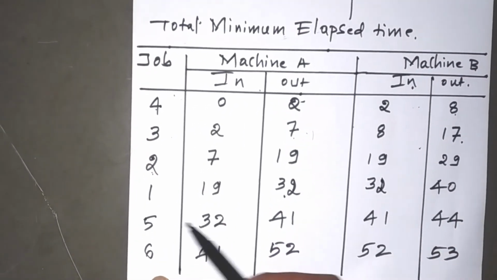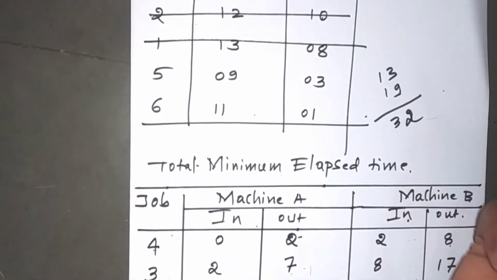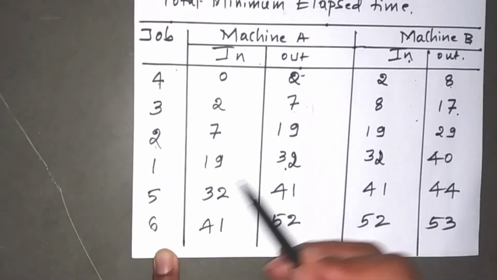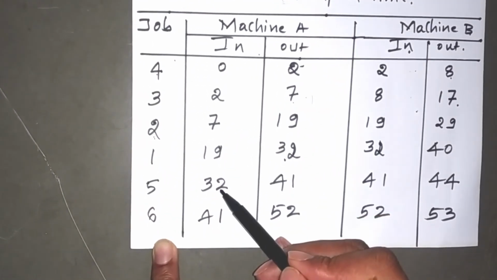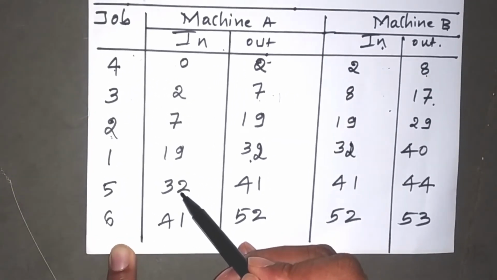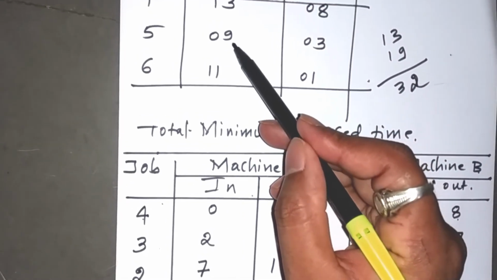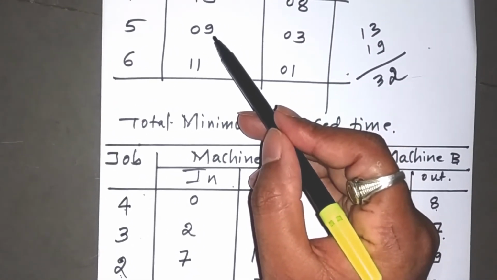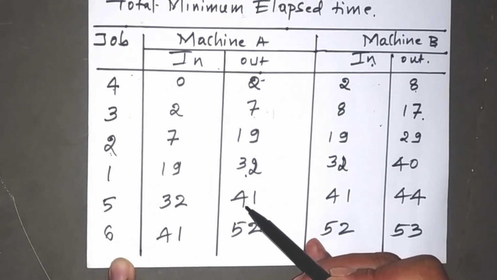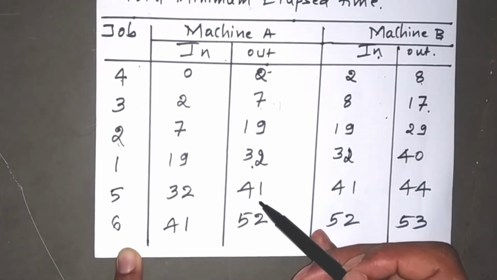Next we have a fifth job now. Once you're done with this, you just delete it from the list. Now we have a fifth job now. The fifth job will enter machine A after 32 minutes, and fifth job on machine A, it will take 9 minutes. So from the table, it is taking 9 minutes on machine A. So we need to add this. So 32 plus 9 is 41. So the machine A will complete its work after 41 minutes.